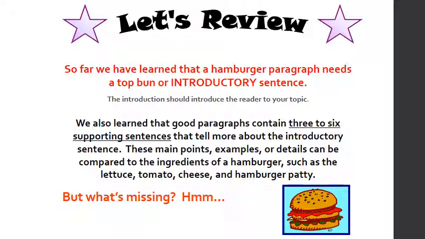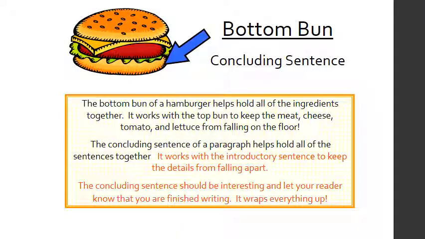But what's missing? Think of it. What's missing? The bottom bun of the sandwich, the concluding sentence of the paragraph. Okay? The bottom bun of a hamburger helps hold all of the ingredients together. It works with the top bun to keep the meat, cheese, tomato, and lettuce from falling on the floor. So, in order to hold in the ingredients, we have to add a bottom bun to the hamburger. The same to the paragraph. In order to wrap up or close your paragraph, you have to add a concluding sentence.